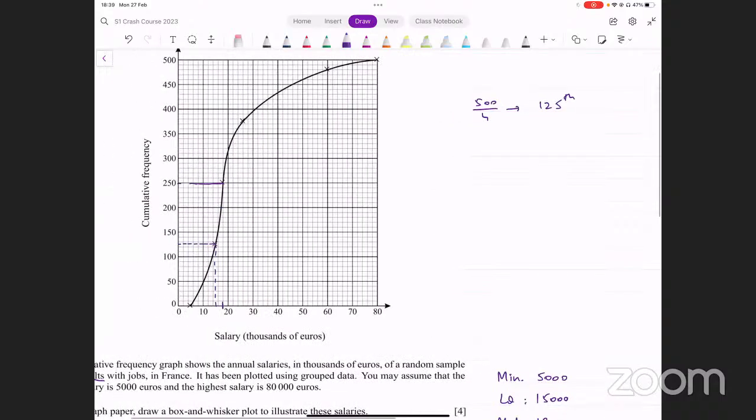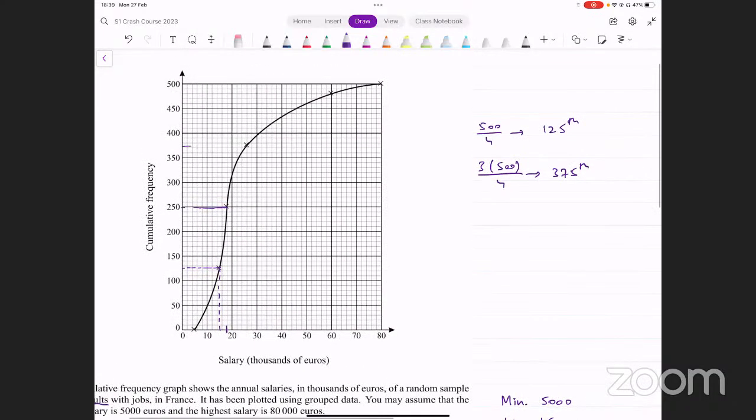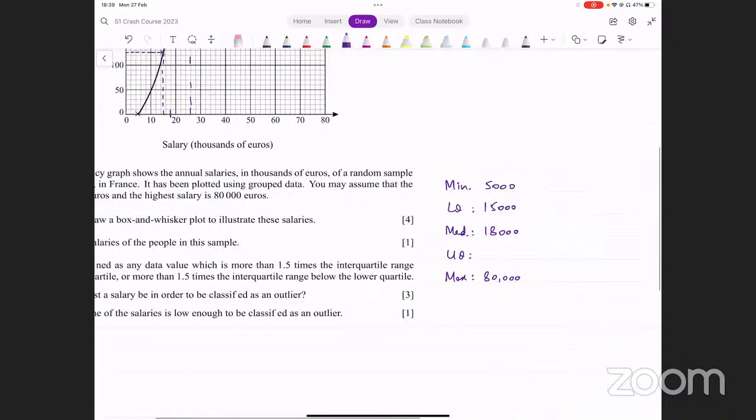And the upper quartile is going to be 3 into 500 over 4, which is 375th value. On the diagram, see where 375 is. That's here on the vertical axis. On the horizontal axis, it becomes this value, which is 26,000. You have these 5 values and you can just draw a box and whisker plot using these values. All right, so that's pretty straightforward that you can do.